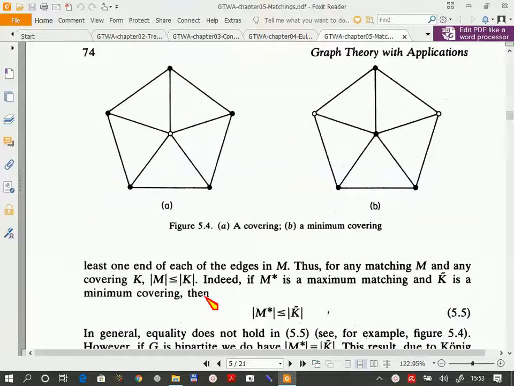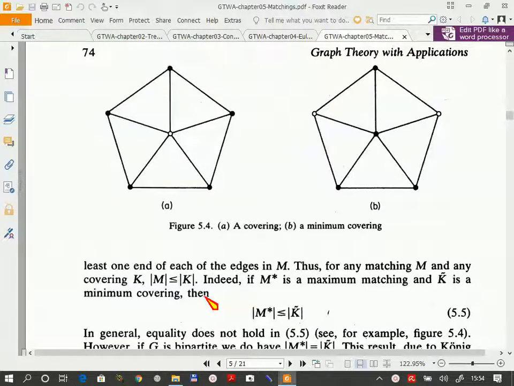The idea is to build an injective application from the matching to the covering. If I build an injective application from finite set X to finite set Y, then I'm sure that the number of elements in X is less than or equal to the number of elements in Y. Are you with me?